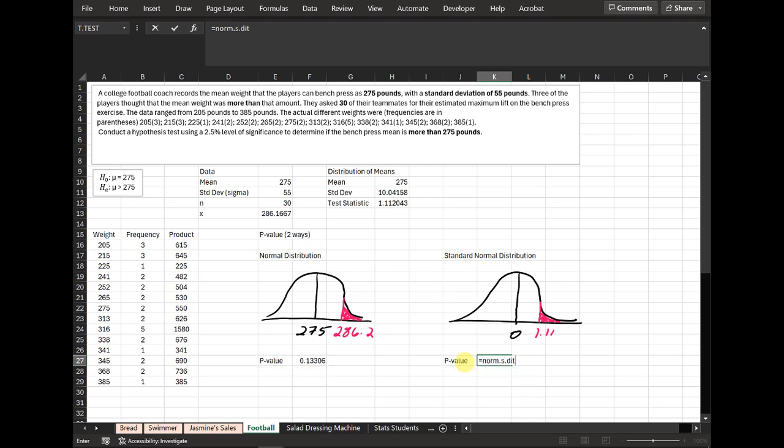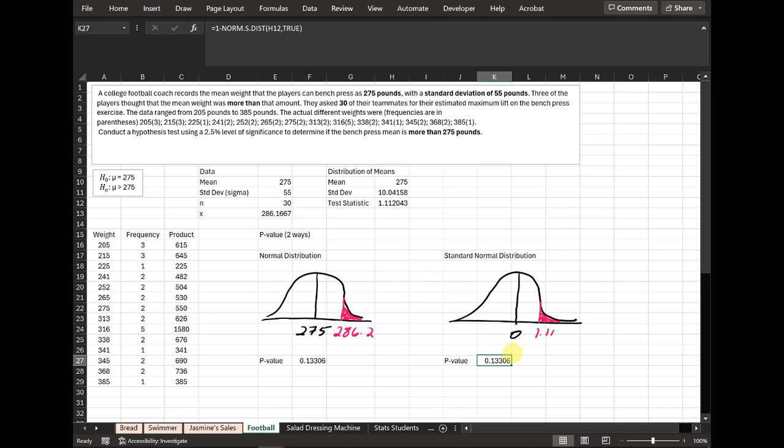So now I'm going to use norm.s.dist. And in this case, I just use my test statistic, which is really a z-score. And remember, you're still going to take 1 minus that. And you see that I get the exact same value for both, which is great.